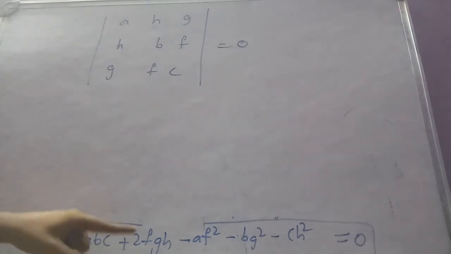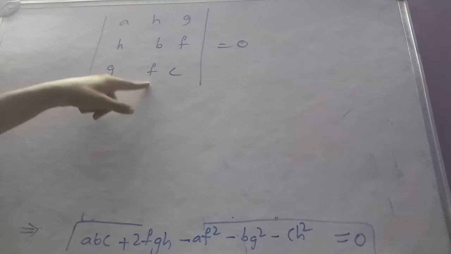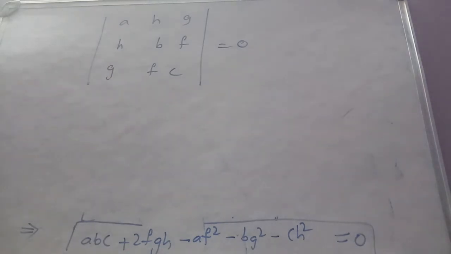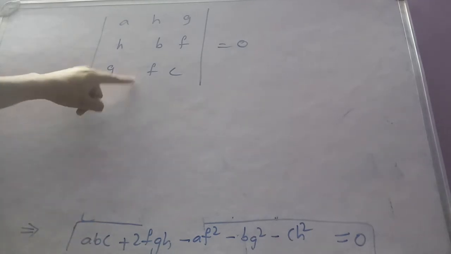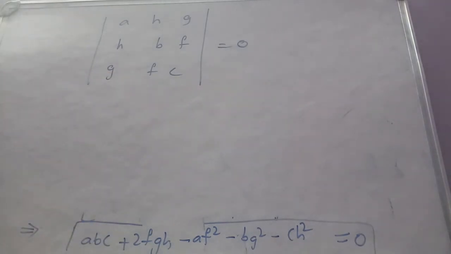So the required condition is this, or you can also write like this. Generally when I solve problems, I will remember this formula instead of this. Right? So let us see an example of this model.